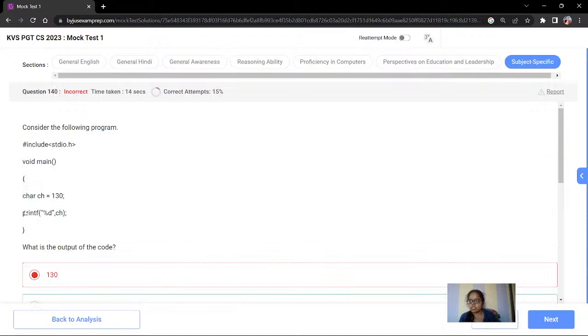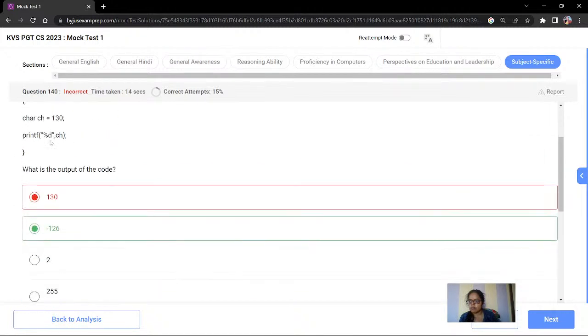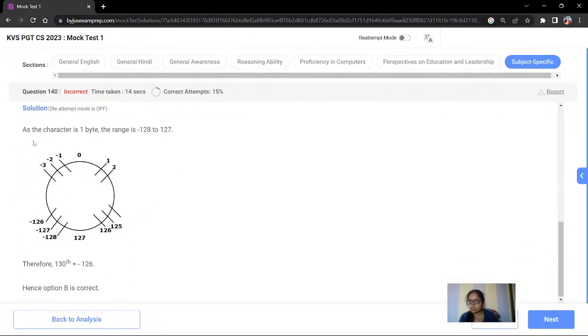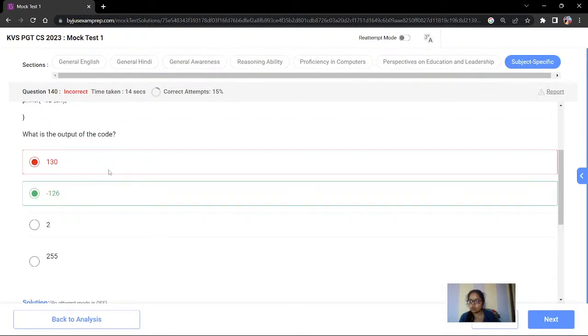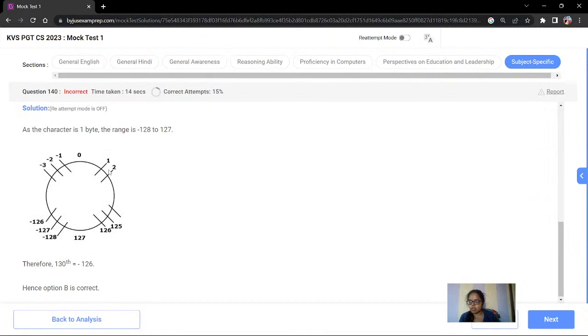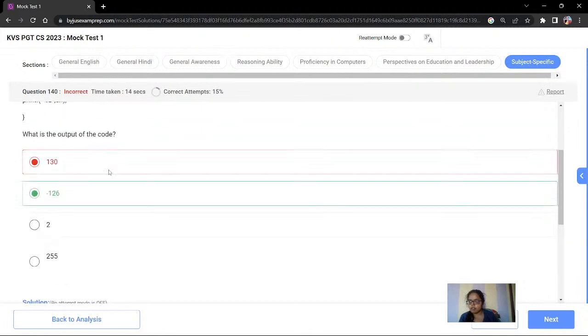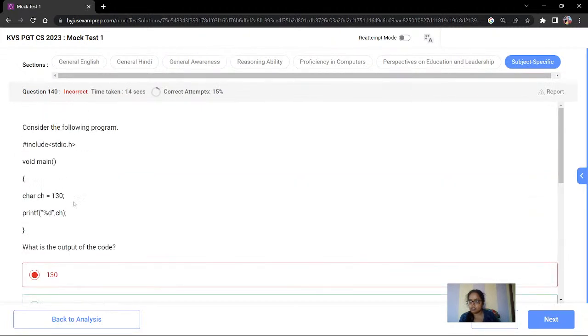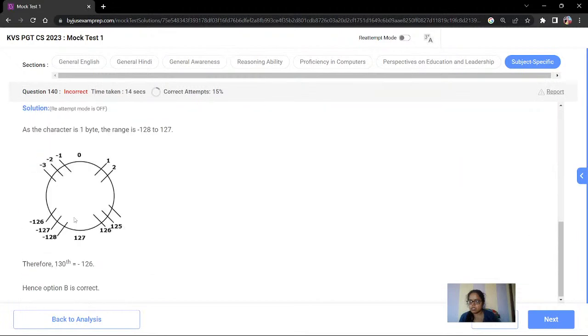Next, a character value 130 is given, and it is printed with %d. As a character, the range is between minus 128 to 127. Therefore for 130, the answer is minus 126.